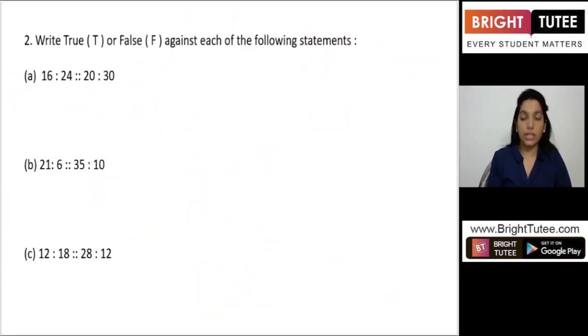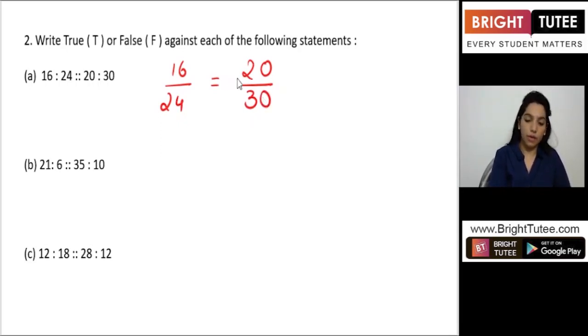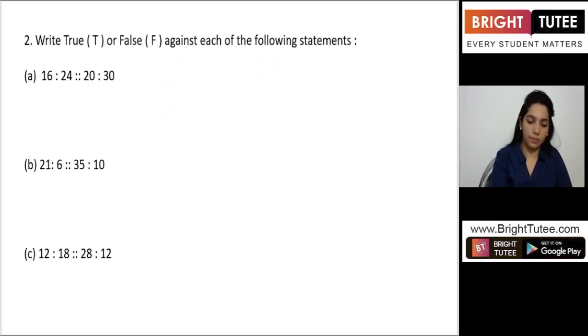Now, we need to state whether it's true or false against each of the following statements. Here also, we are going to compare the ratios to say whether they are in proportion or not. So, it is 16 over 24, and here it is 20 over 30. Let us try this by doing the cross multiplication method. That is, we are going to find the product of extremes and the product of the means.